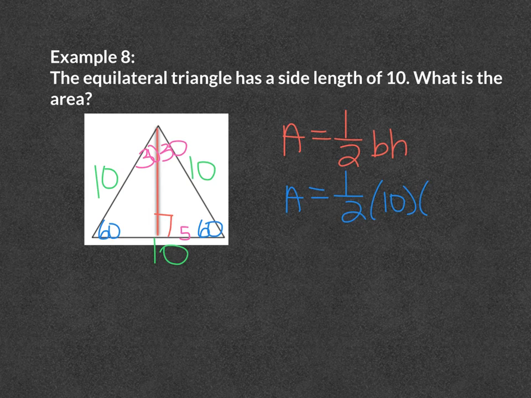Now all I have to do is find the height. In order to go from the side opposite from the 30-degree angle to the side opposite the 60-degree angle, all I have to do is take 5 and multiply it by root 3. So that will give me 5 root 3 for my height. So now I can plug it in so I can solve for the area.